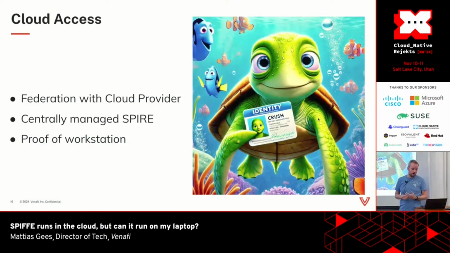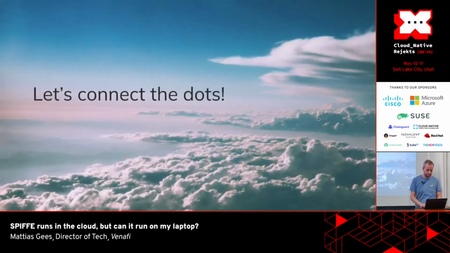So the way that Cloud Access in general works is federation with the cloud provider. You tell your cloud provider, this is an OIDC endpoint I have with a whole bunch of public keys you need to trust. And if you get requests with a JWT token signed by this public key, you can trust this one. And that's why for Cloud Access, you need to have a centrally managed Spire that's always there, always up and running with an OIDC endpoint that can work. And that also has a proof of workstation.